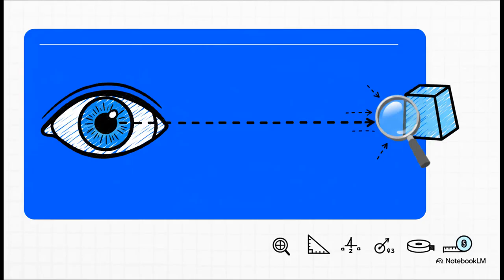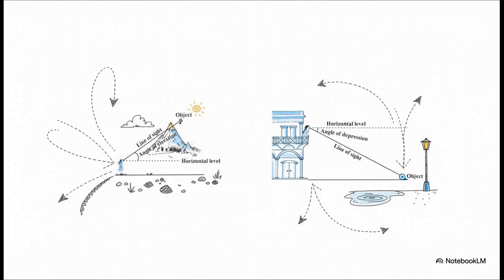Okay, the first tool in our kit is probably the most obvious one, the line of sight. It's exactly what it sounds like, just a straight, imaginary line connecting your eye to whatever you're looking at. This is our basic connection to the object we want to measure. Simple, right? Next up, we need to talk about the angle.